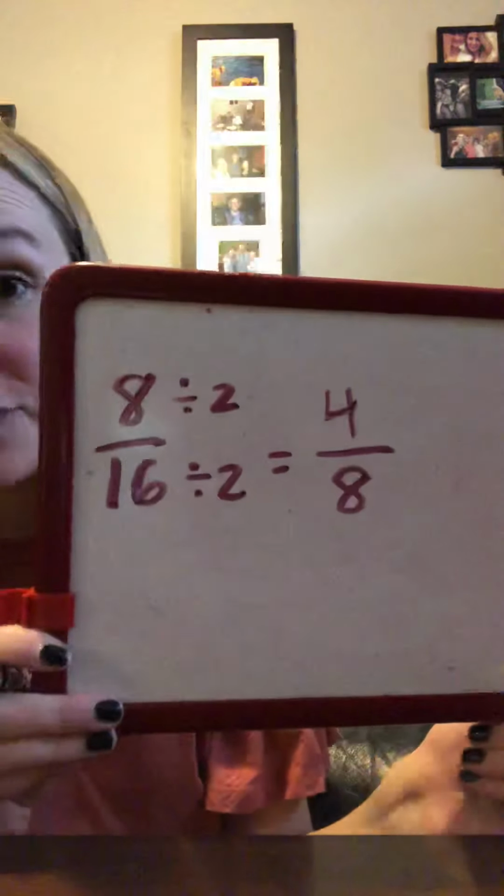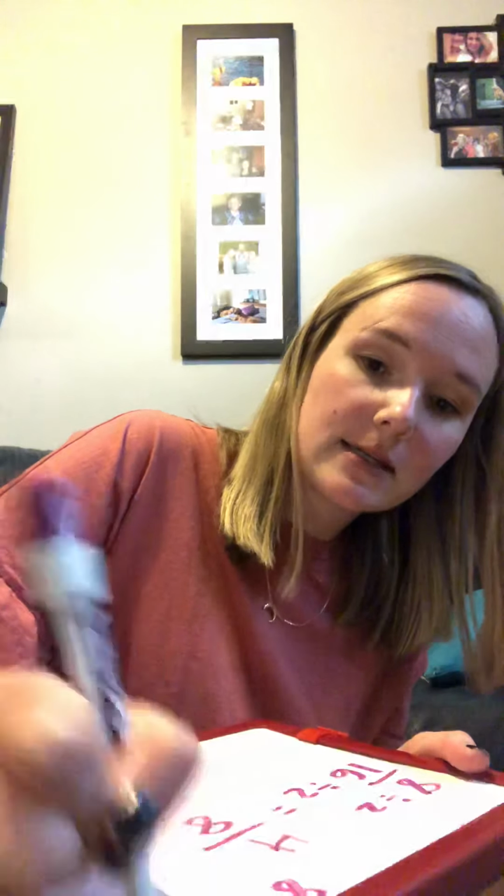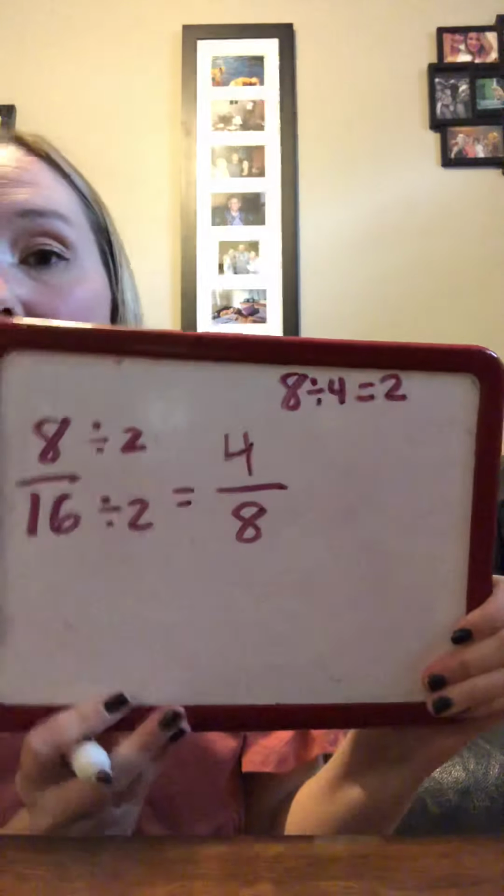So now we're back to 4 out of 8, which we did before, and we know that this is half. So we know we're going to do 8 divided by 4, and that's going to give us 2. So I'm going to divide both the numerator and the denominator by 2. So 4 divided by 2 and 8 divided by 2.